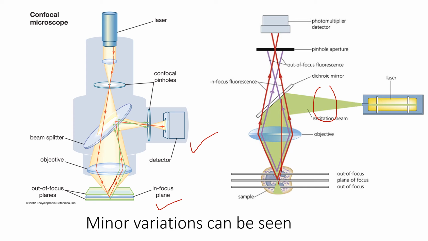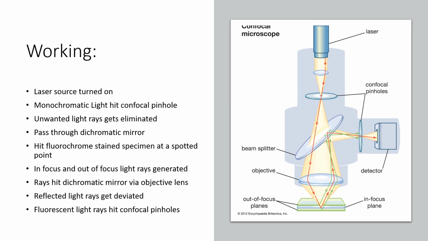But now you can see we are just focusing on this one point. What about the whole specimen? What we're going to do is change the direction of the laser source so it hits another point of consideration, and then we receive our light rays from that point, and eliminate all other out of focus light rays. And that's how bit by bit our image is formed, by receiving light rays bit by bit. So now finally let's talk about the working of the microscope.